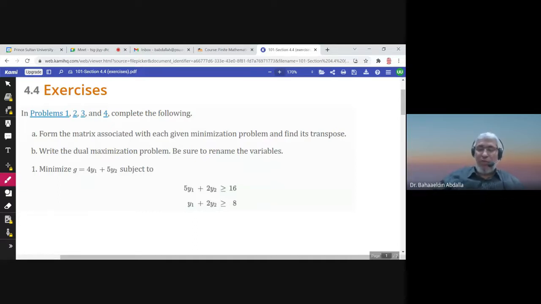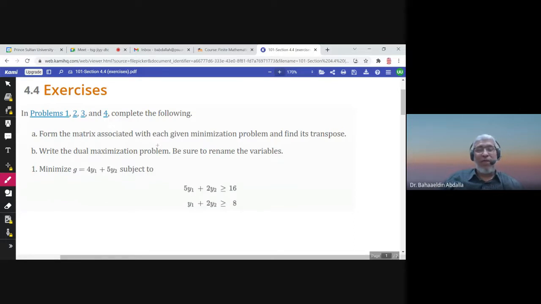This is section 4.4 exercises. So let us take some exercises about the dual of the minimization problem. Remember, we need the minimization problem here to be written in the standard form like this problem. All the constraints have to be greater than or equal to a positive number. So what is the question?